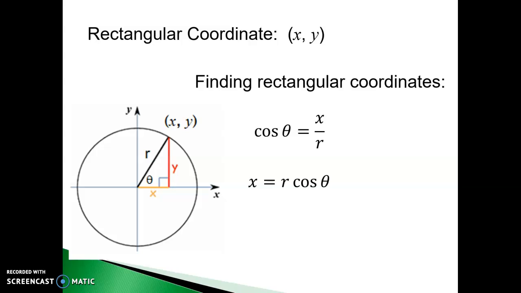Similarly, the sine of theta is going to be y over r because it's opposite over hypotenuse. And if we multiply both sides by r, we end up with y equaling r sine of theta. So anytime we know r and theta, we can do r sine of theta to find y. And so let me pause for a moment.